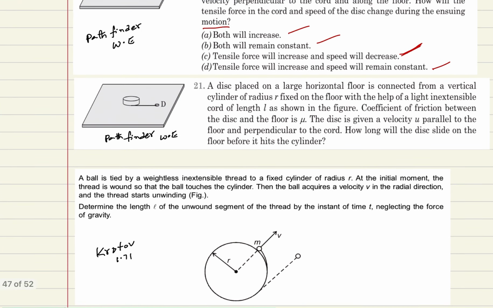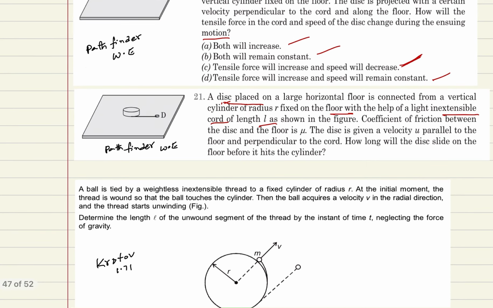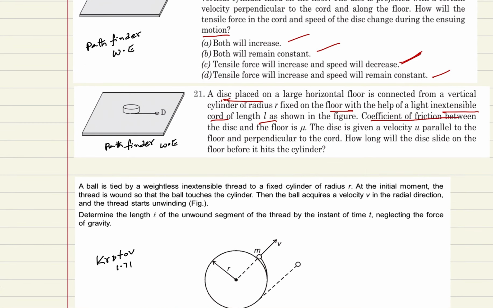Similarly, I have also taken the 21st question from Pathfinder. This is also the same question, but they are asking in a different way. A disc placed on a large horizontal floor is connected to a vertical cylinder of radius r fixed on the floor with the help of a light inextensible cord of length L, as shown in the figure. You can see the figure here, like the 11th question; both figures are the same. Coefficient of friction between the disc and the floor is mu. The disc is given a velocity u parallel to the floor and perpendicular to the cord. How long will the disc slide on the floor before it hits the cylinder?